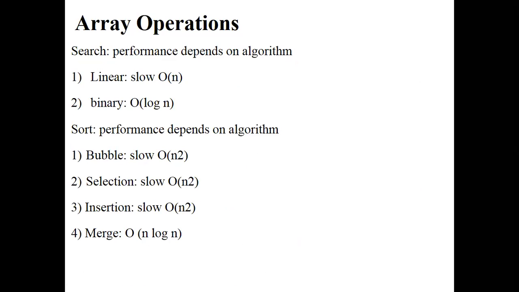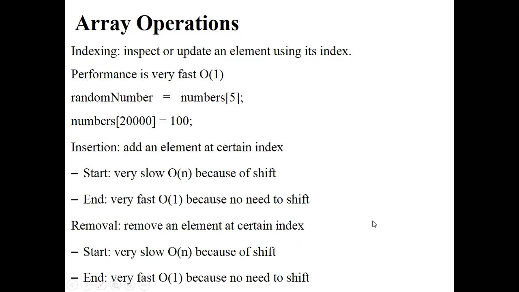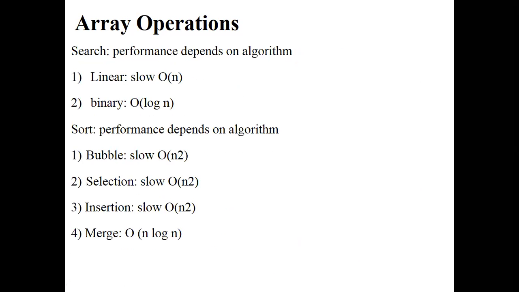Similarly with removal, if you remove a specific element, you have to shift again. It will shift up, just as we shift down in the case of insertion. For array operation search, performance depends on the algorithm. If your algorithm is linear, it will be slow, and if it is binary, then it will be good. We will discuss linear and binary search in detail in this lecture. I hope you will enjoy it because binary and linear are very interesting searching algorithms.